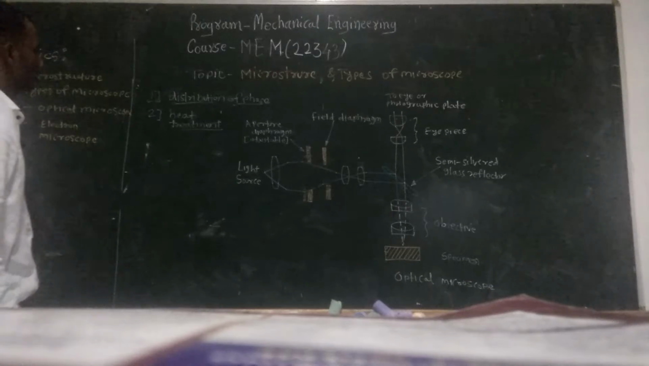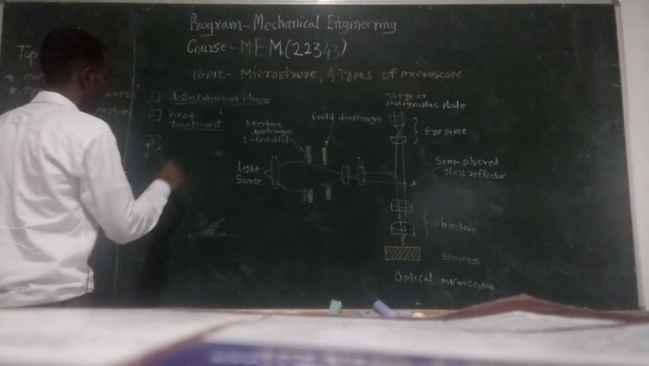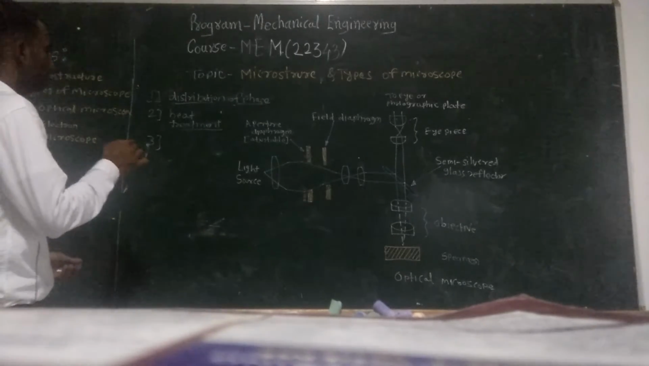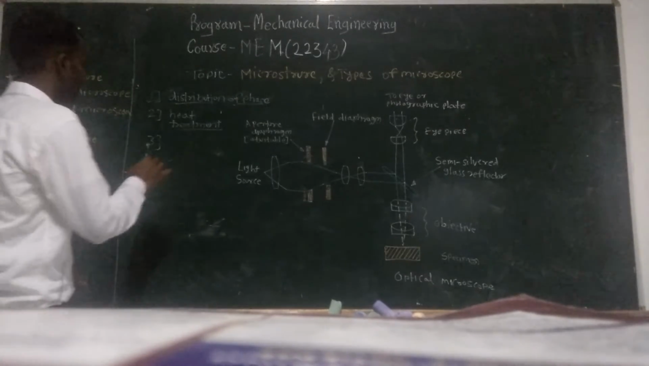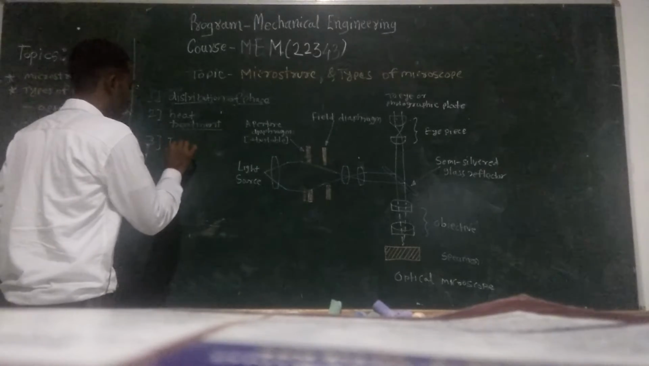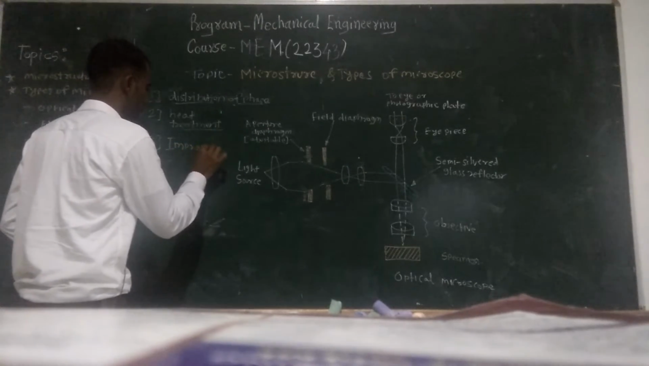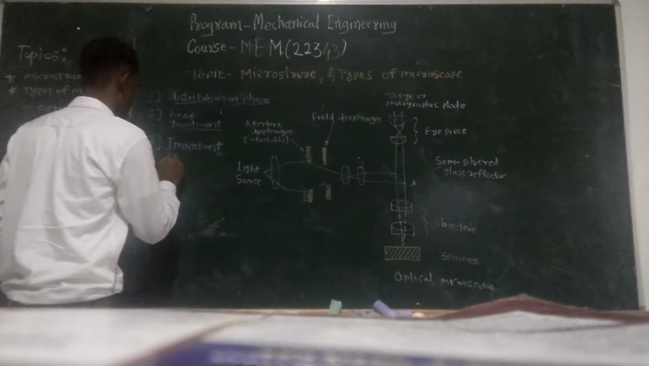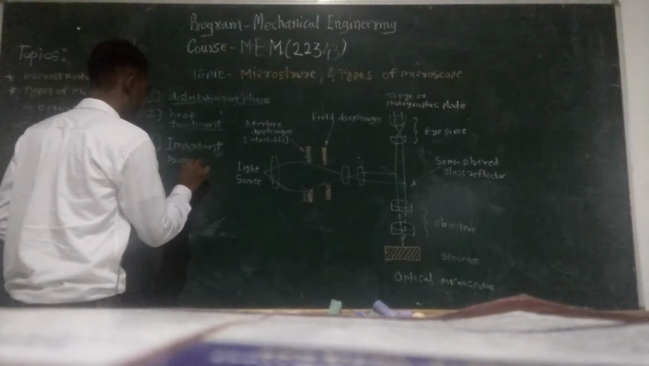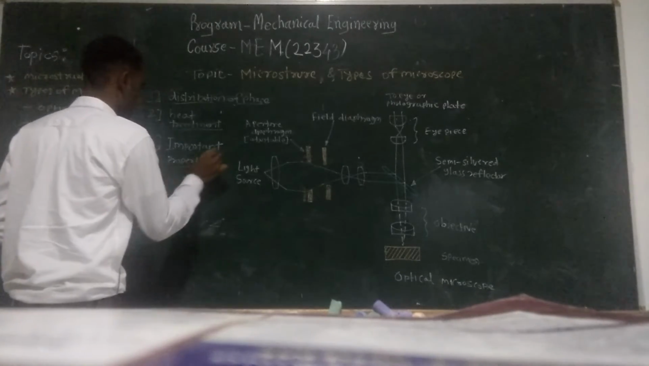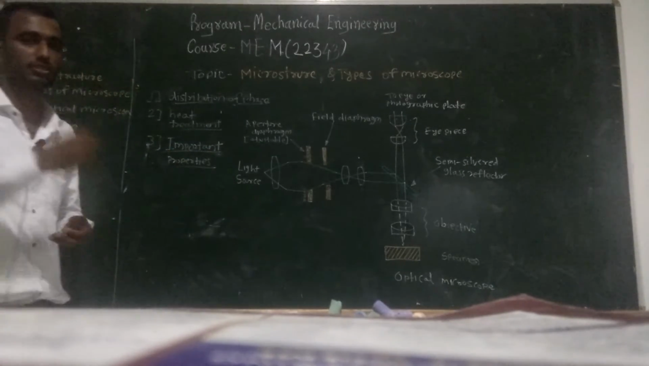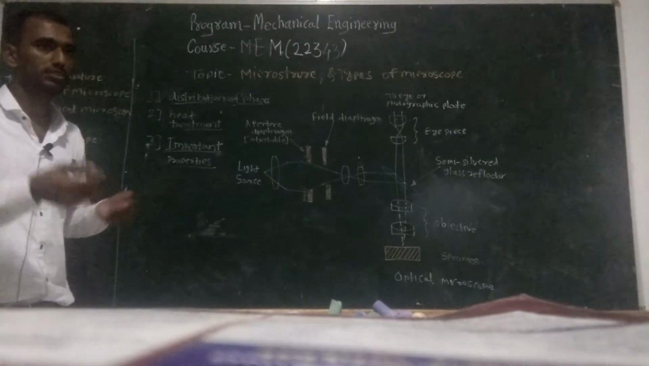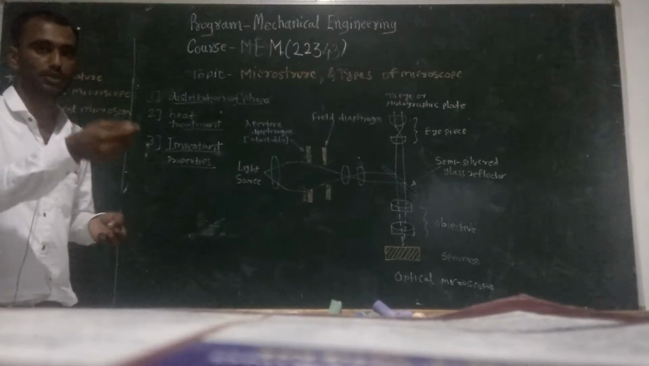Now, the third one is that we get the knowledge of important properties. After studying the microstructure of the particular metal or alloy, we get the knowledge about what important properties that metal or alloy should have. Okay.